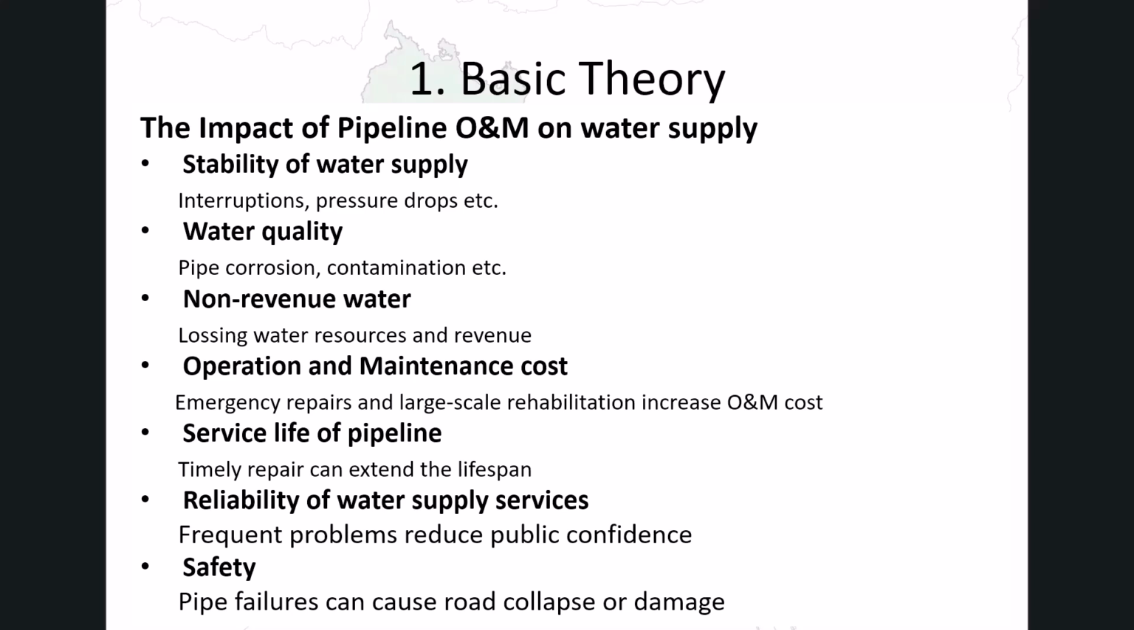Inadequate preventive maintenance leads to emergency repairs and large-scale rehabilitation, increasing overall costs. Regular inspection and timely repair can extend the lifespan of water pipes. Frequent failures and leaks reduce public confidence in the water supply service. Pipe failures can cause road collapse or damage to surrounding infrastructure, affecting public safety.